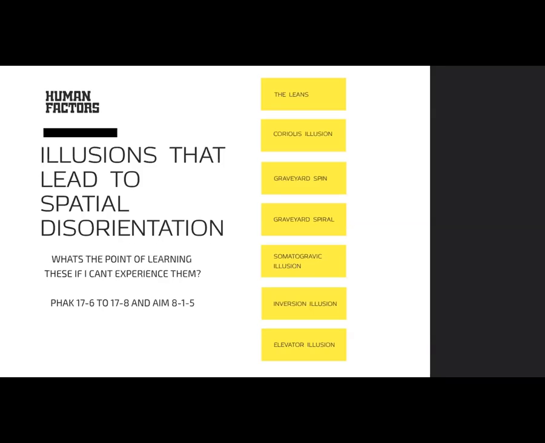So we're going to talk about the leans, we're going to talk about the Coriolis illusion. We're going to at least make mention of the graveyard spiral, but I'm not going to spend too much time on that. We're going to talk a little bit more at length about the somatogravic illusion, inversion illusion, and elevator illusion. I also have some actual animations for a couple of these. I didn't do all of them just for time's sake. I might try to create a video in the future that has better animations to at best give some idea as to what kind of experiences you get in these types of circumstances.